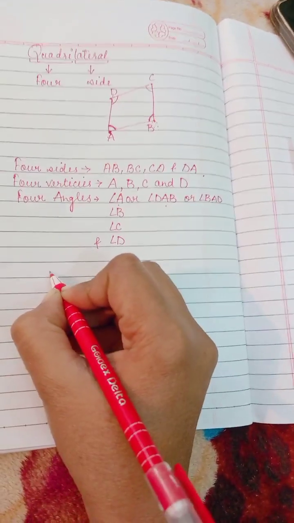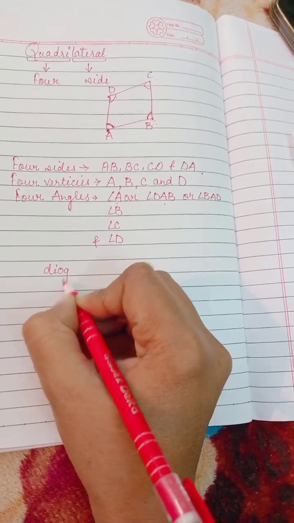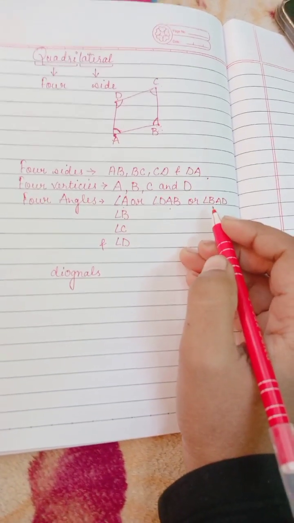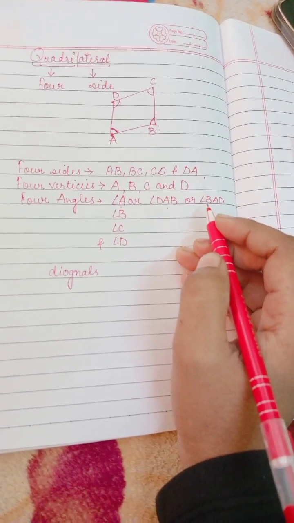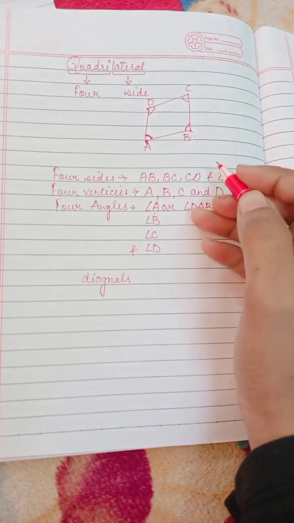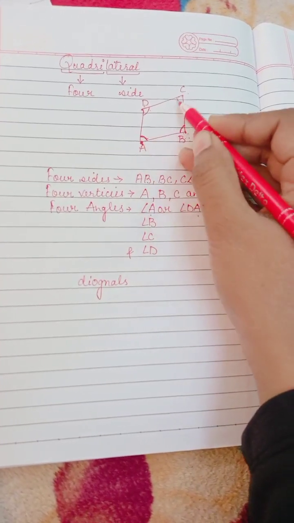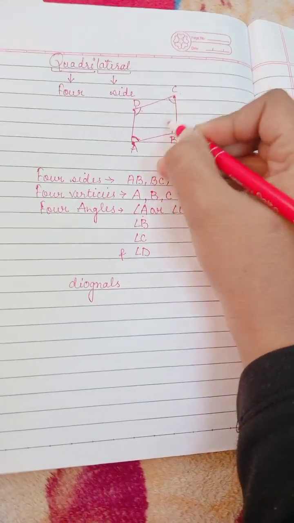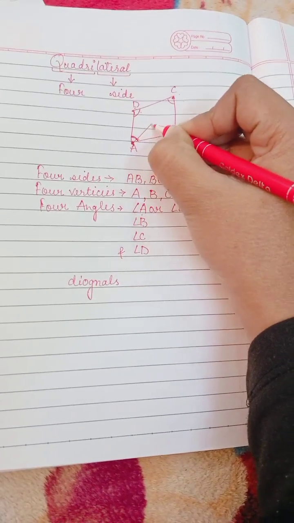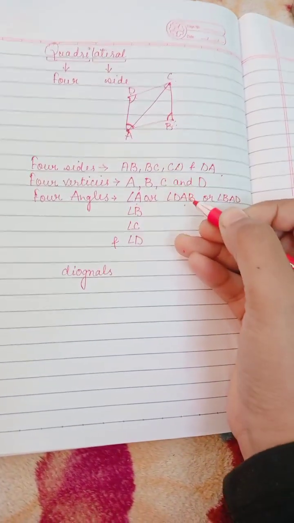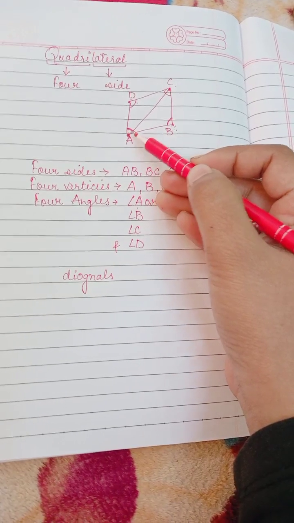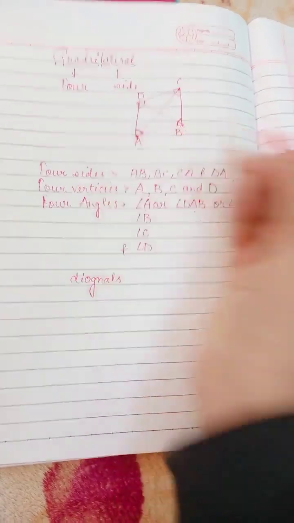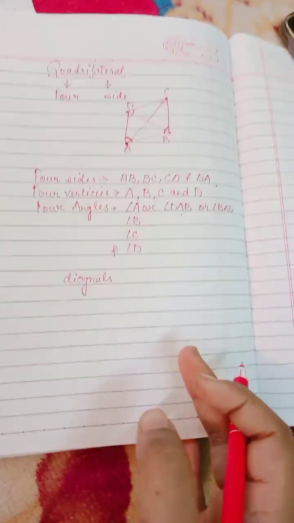We have diagonals. So how many diagonals does a quadrilateral have? Firstly we should know what a diagonal is. A diagonal is a line that connects two opposite vertices. Okay. So A and C are two opposite vertices. If we join these two vertices by a line, then we get to know that AC is a diagonal, and the next we have BD, another diagonal. So we can only make two diagonals here.